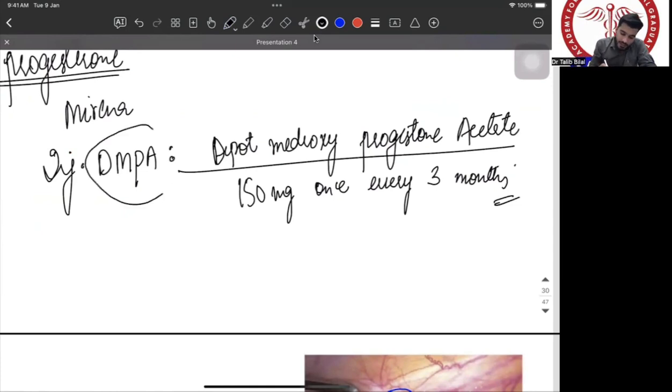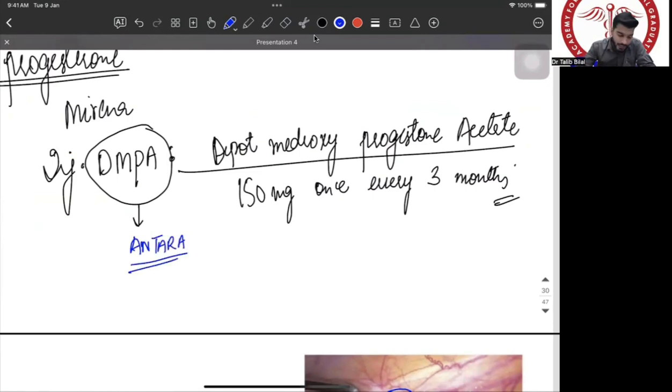And this DMPA is also used as a contraceptive. They can give you the classical picture of a contraceptive, Antara, and they will ask what is the medication inside. You have to answer DMPA. And what is the name of the contraceptive? That's going to be Antara.